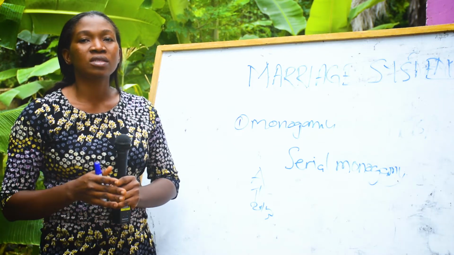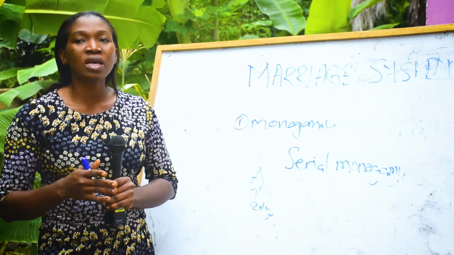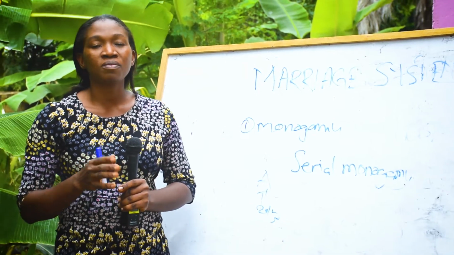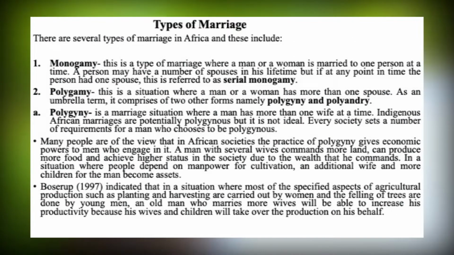So if you look at Mr. A, you can say that he has been married three or four times in his lifetime. But in all of these marriages, he married each of his wives at a particular point in time, one at a time. He did not marry all of them together. So a situation where a person marries more than one spouse in a lifetime, but married each one of them at a particular point in time, is referred to as serial monogamy.